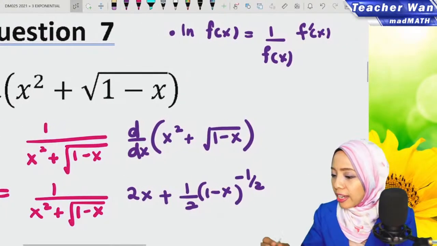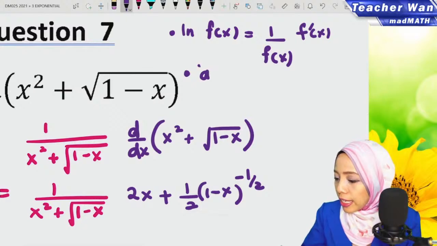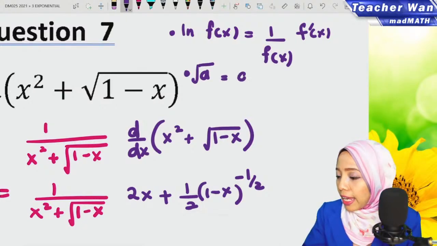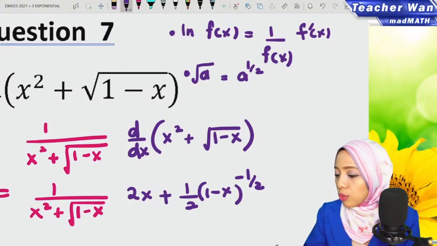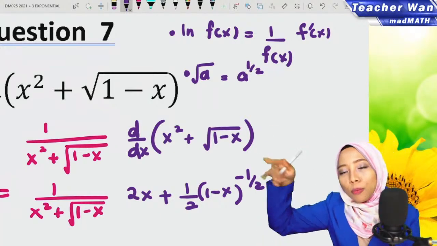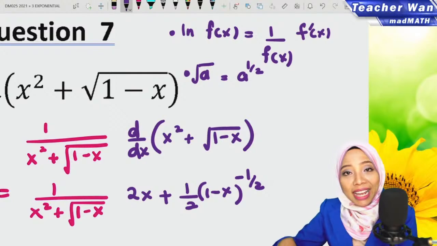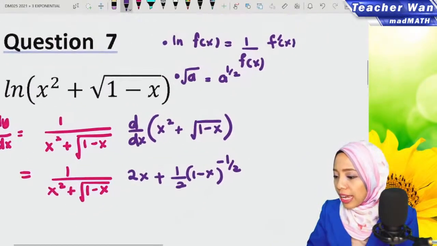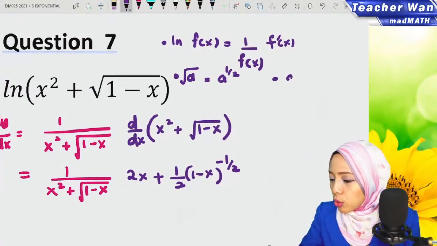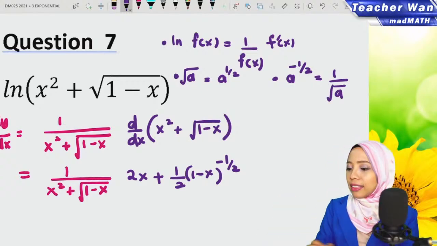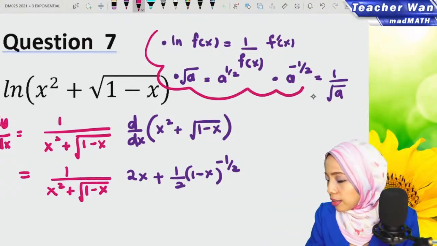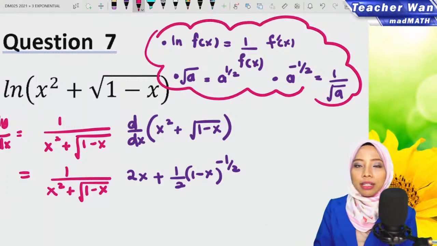For those who don't remember, Madam will do it again. Set A equal to A to the power of 1 over 2. So when you differentiate, the 1 over 2 goes to the front, and A to the power of 1 over 2 minus 1, so you get another half, but negative. Next, you have to know that A to the power of negative 1 over 2 can be written as this. So I make a small note here.